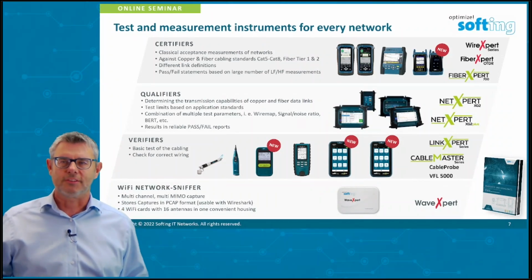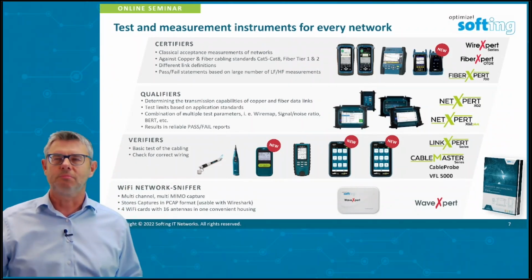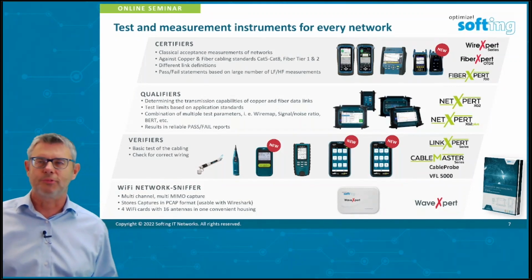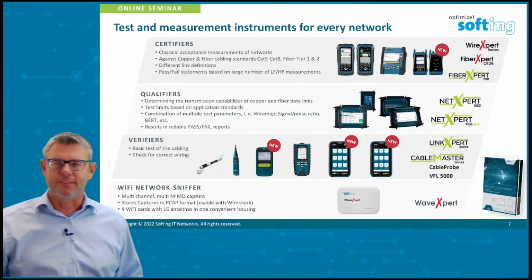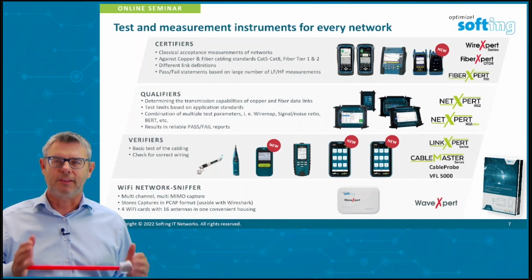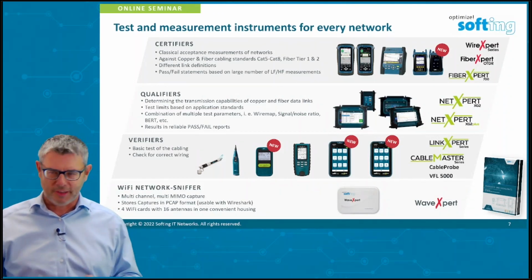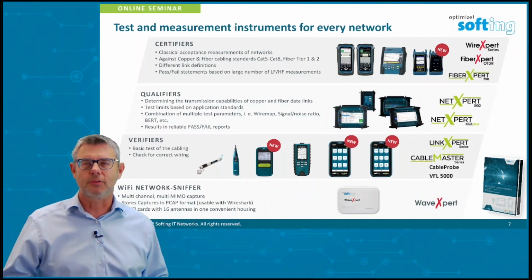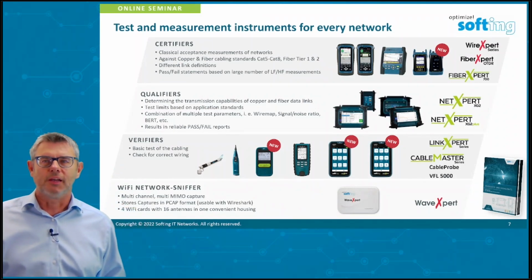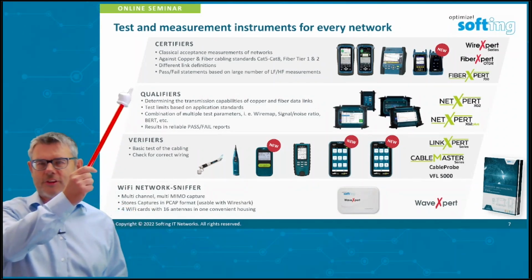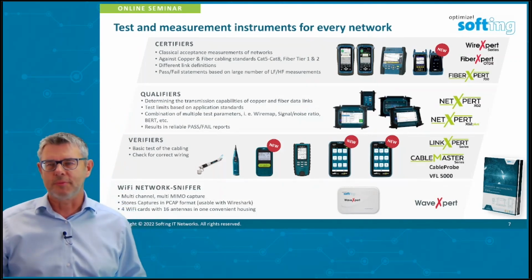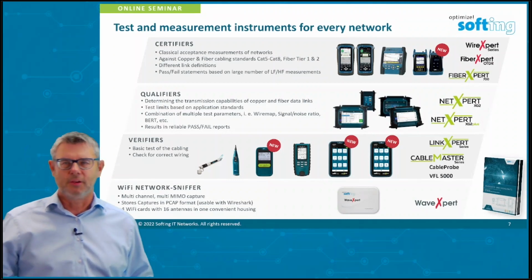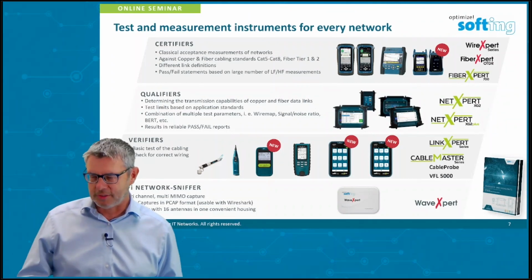One, start from the low end, is verifying, low-end tester, testing the wire map, for example, on copper. Then we have qualifiers, very strong group of testers nowadays, testing a transmission link with an application, looking for errors, looking for lost frames, and so on. And also the top range of measurements. It's a differentiation of testing. So the measurement instrument for copper and for fiber, Wire Expert and Fiber Expert are the names on this.